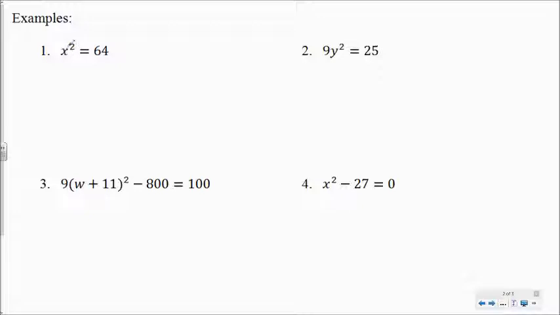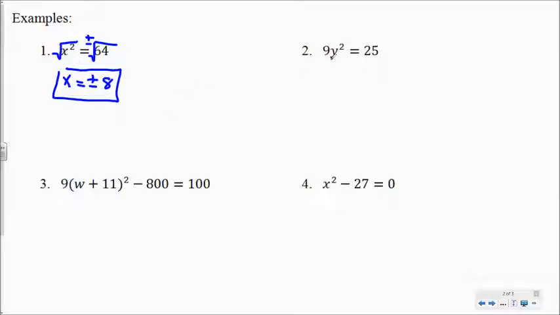Here, my quadratic term is already isolated, so I can go ahead and immediately apply roots in the very first step. And again, as a reminder, you need to account for the fact that your solution could have a positive value or a negative value. So I end up with x is either positive or negative 8, and that is a valid form for my solution.